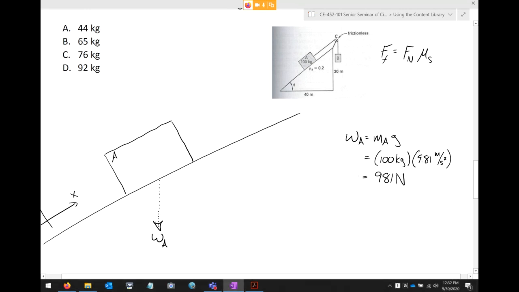And 81 newtons. Okay. All right. And so what I'm now going to do is take this W sub A, and I'm going to see if I can split it up into an X and Y component, if you will. So we'll say, maybe we'll do this, Fxa and Fya. Okay, so Fxa and Fya.